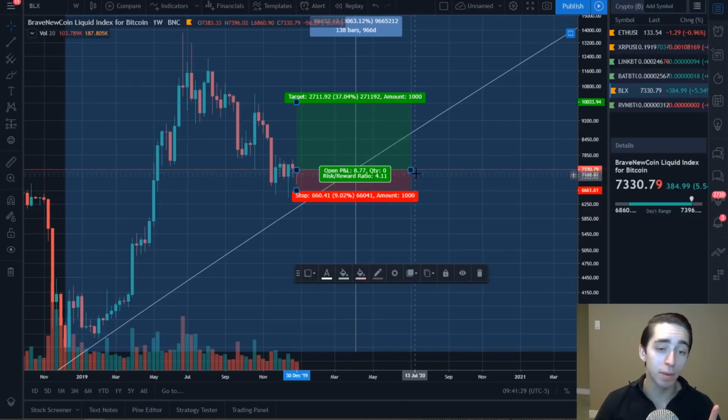Now, another thing to take into mind is that we may not hit this target range, or we may not hit the bottom range down here. We might not get stopped out, and we also might not hit our maximum level in our time frame. It might just simply push a little bit sideways, or maybe still go up but not reach our full target.